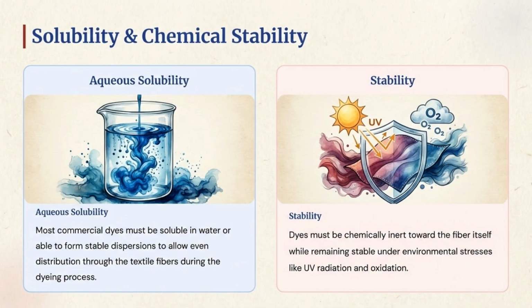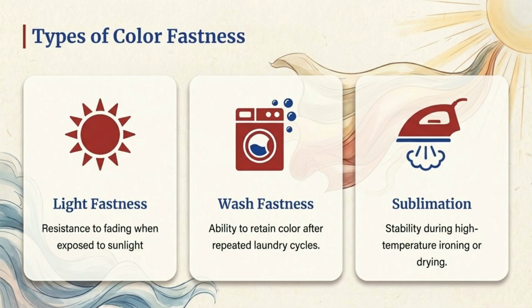Dyes must have adequate aqueous solubility to allow even distribution through textile fibers. Chemical stability is also crucial, ensuring dyes remain stable against environmental stresses like UV radiation and oxidation. Color fastness includes light fastness, which is resistance to fading in sunlight, wash fastness, or the ability to retain color after washing, and sublimation stability during high-temperature ironing or drying.